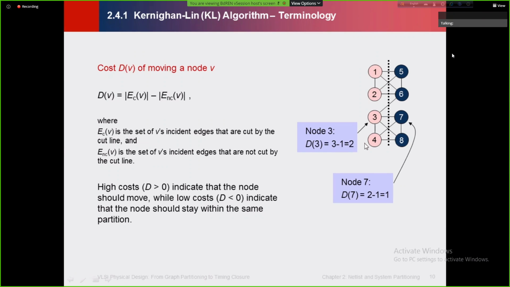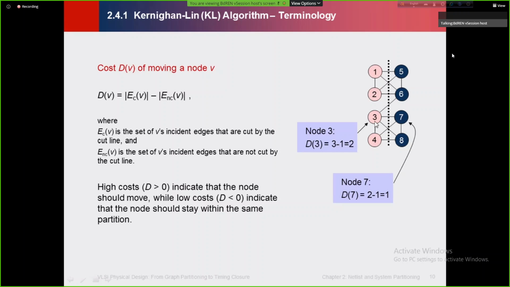So that is the number 3, the first digit. And then the number of lines coming out of 3 which are not cutting the partitioning line. So now we look at 3, there is one line going to 4, but this line is not crossing the partitioning line. So that means this 3 to 4 is one line which is not crossing this partition. So this is not cutting the line.